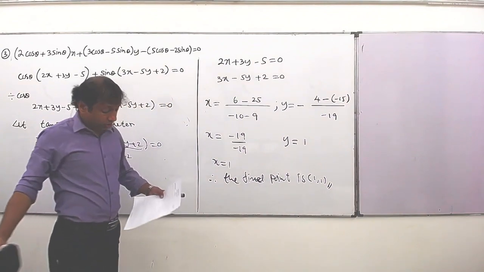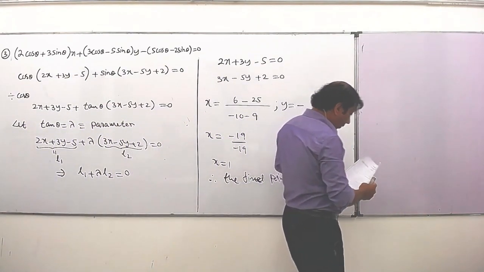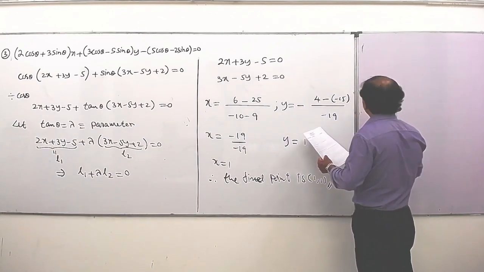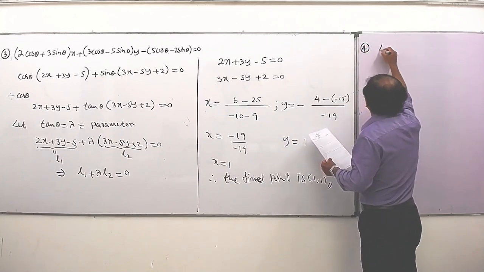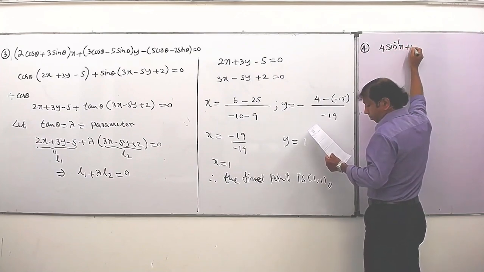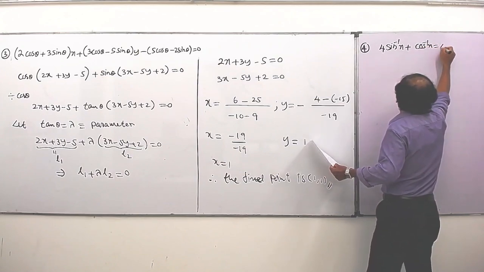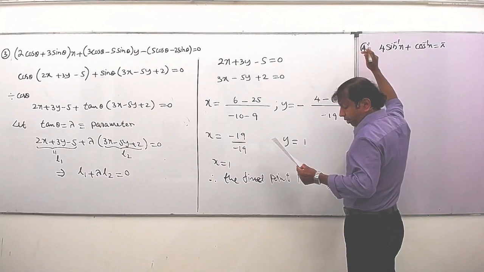Now given that sine inverse x plus cosine inverse x equals 5, we are asked to show that x equals half. We can do it like this.